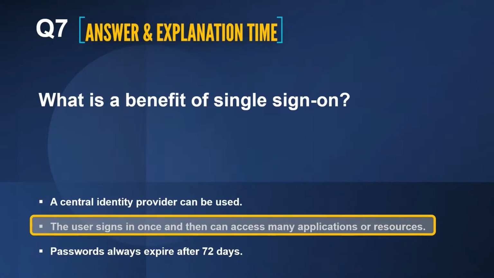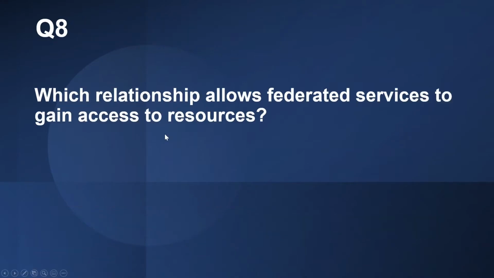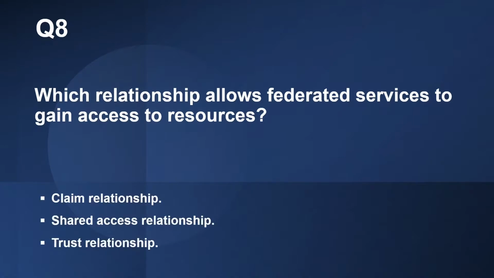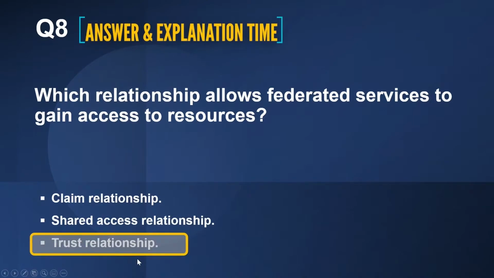With single sign-on, a user signs in once and can then access a number of applications or resources. Question number 8. Which relationship allows federated services to gain access to resources? The options are claimed relationship, shared access relationship, trust relationship. The correct answer is trust relationship. Federated services use a trust relationship to allow access to resources.